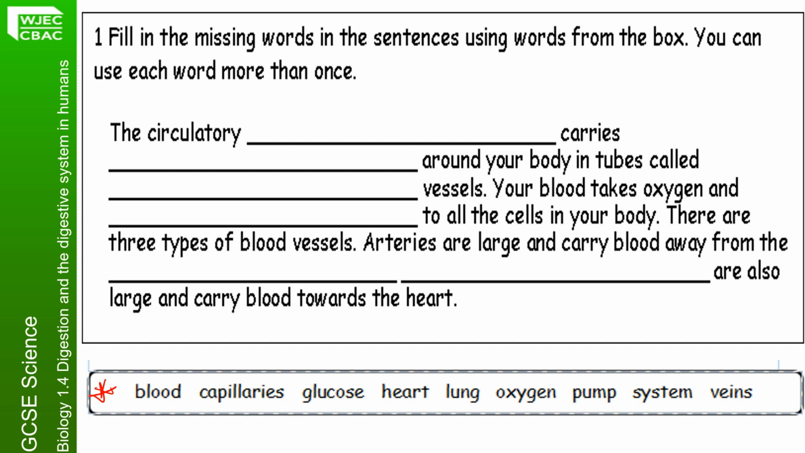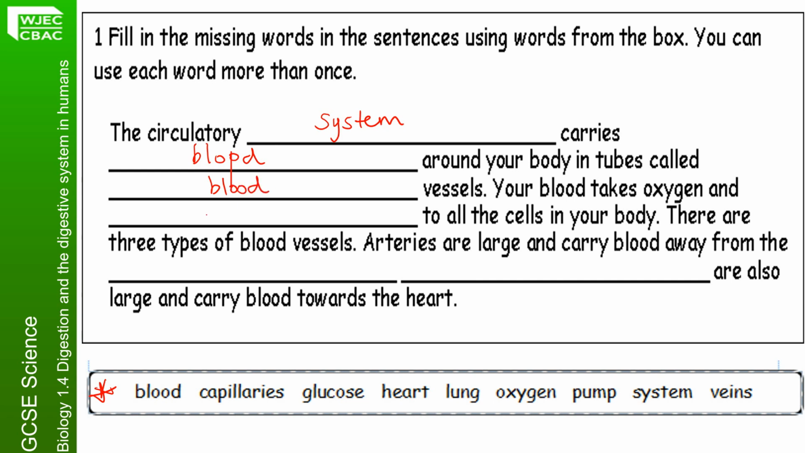Okay, so hopefully you've had a go at filling that in. So the first missing word should be the circulatory system. Careful with your spelling of system. It carries blood around your body in tubes called blood vessels.